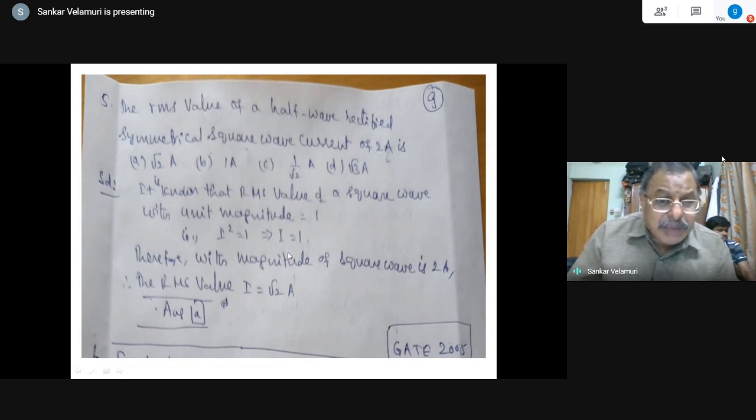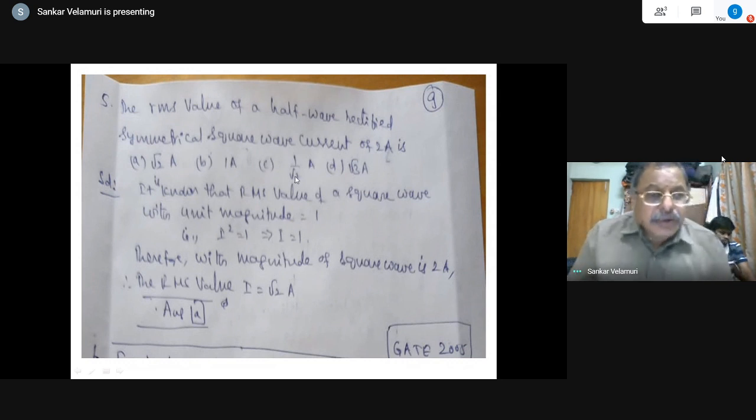So if you understand this particular one, if it strikes in your mind, the answer is simple, within seconds you will get it. So we have to remember this particular tip, that the RMS value of a symmetrical square wave current of 1 ampere is 1, unity. The magnitude is twice here, 2 amperes is being given. So therefore I square is equal to, instead of 1 you have got 2. So I square is equal to 2 means it is root 2. So answer A is the multiple choice answer. This was given in GATE 2005 for a 1 mark question. So it is just a 1 mark question.